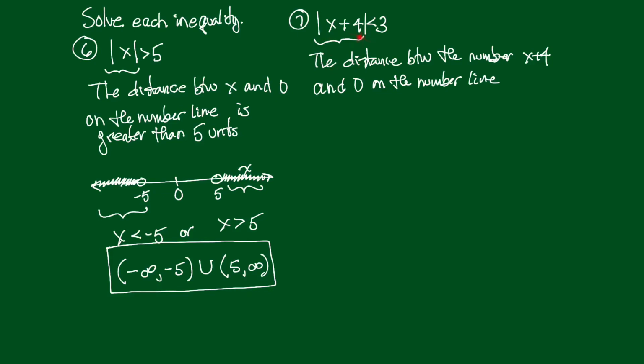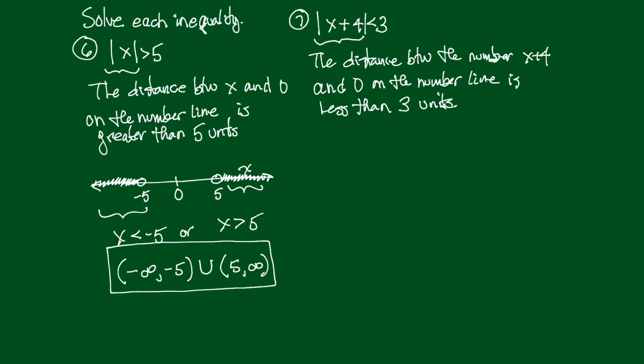The distance, absolute value, so you think distance, the distance between this number inside and 0 on the number line. So I've got the distance between the number x plus 4 and 0 on the number line. Matter of fact, it always goes like this. It's like a template. The distance between the number, and whatever's inside there, you put that. So it's like a blank here. The distance between the number, fill this in, and 0 on the number line. Now this part is strictly less than, not less than or equal to, just strictly less than 3 units. There's my translation.